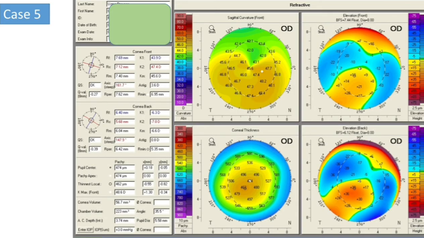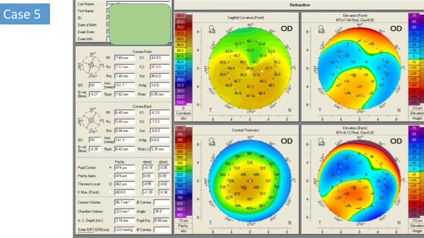Now if we move to the fifth case, here the QS value is okay, the quality specification is okay, nicely taken, and after that the Q value is also normal. The KMax value is 48.6, where it should be 47.20, and the thinnest local is 462, which is also less than 470, so it is indicating that some abnormality is going on in this cornea.